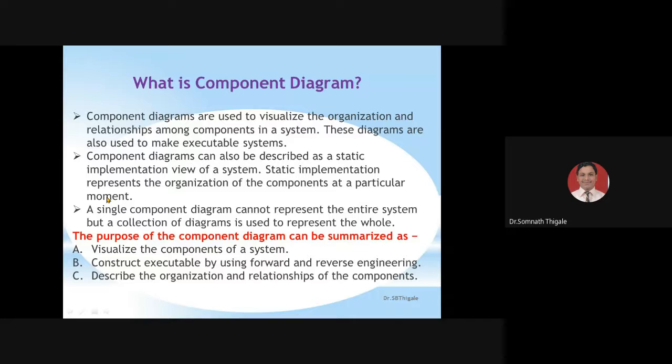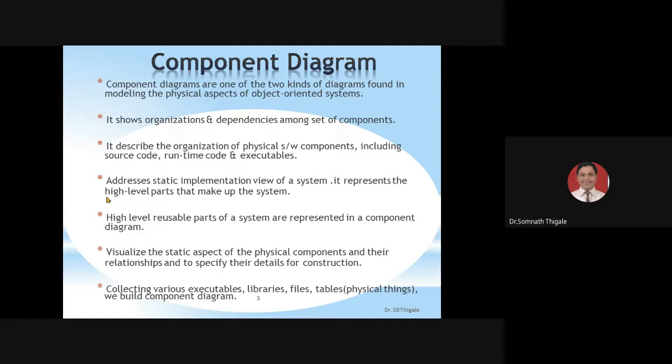So that type of decisions can be taken very easily when you have diagrams with you before going for actual construction. That actual construction will be the part of your deployment, but component will tell us how many elements will be there. So that is the use of the component diagram. In detail we will discuss it again. So component diagrams are one of the two kinds of diagrams found in the modeling, that is physical and logical perspective, and I'm calling it simply object oriented scenarios.